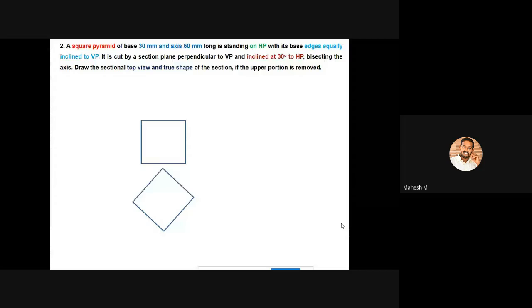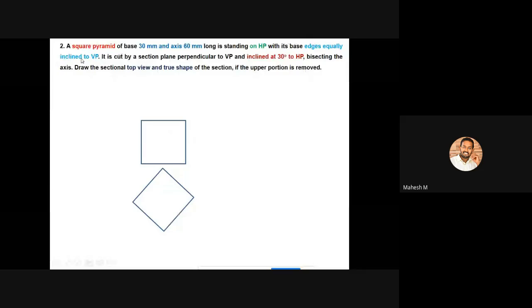Okay, so the second problem is a square pyramid, with base 30 mm and axis 60 mm long, standing on HP. That means the base is standing on HP, so the bottom profile is touching the HP, and the base edges are equally inclined to VP.